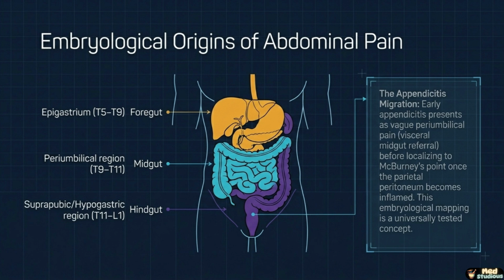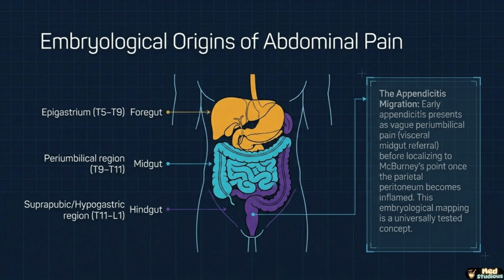Foregut structures, the stomach, proximal duodenum, liver, gallbladder, pancreas, and spleen, send sensory fibers into the spinal cord at levels T5 through T9, so foregut pain is felt in the epigastrium. Midgut structures, distal duodenum through the mid-transverse colon, including the appendix and small bowel, enter at T9 through T11, producing classic periumbilical pain. Hindgut structures, distal transverse colon through the rectum, enter at T11 through L1, referring pain to the suprapubic or hypogastric region.